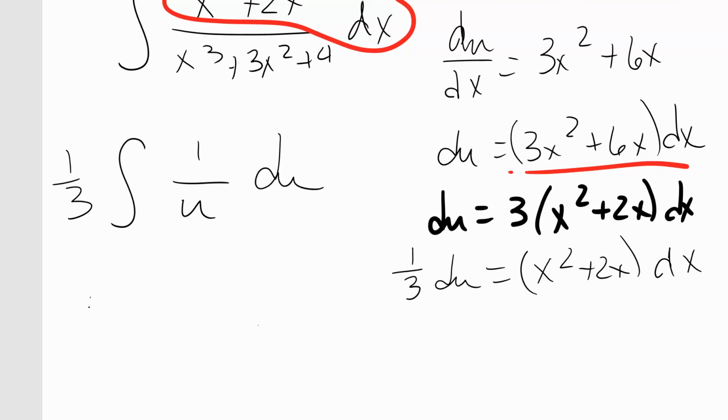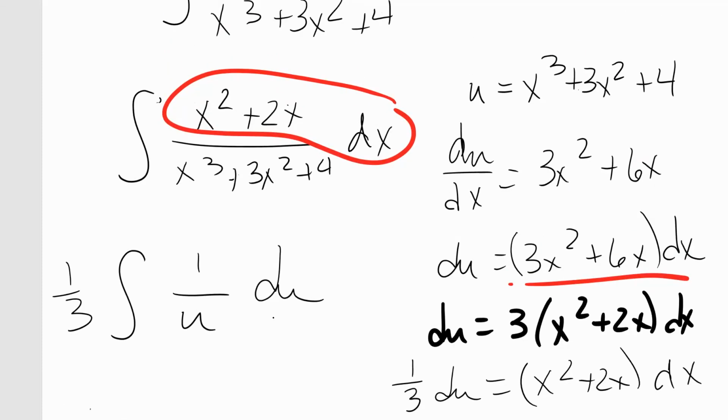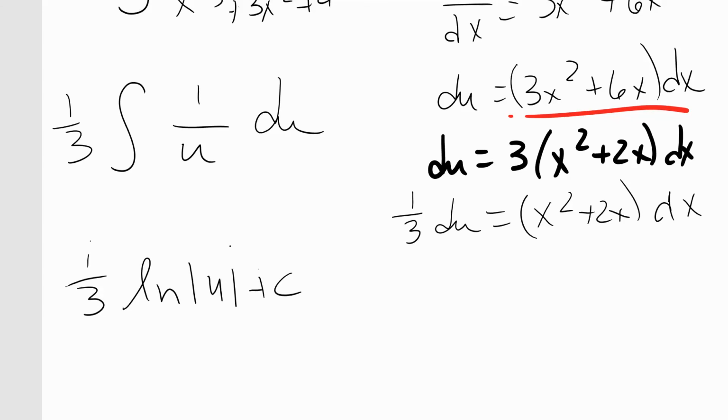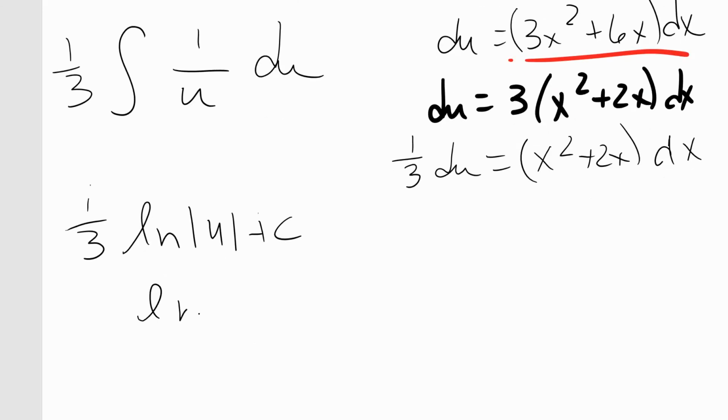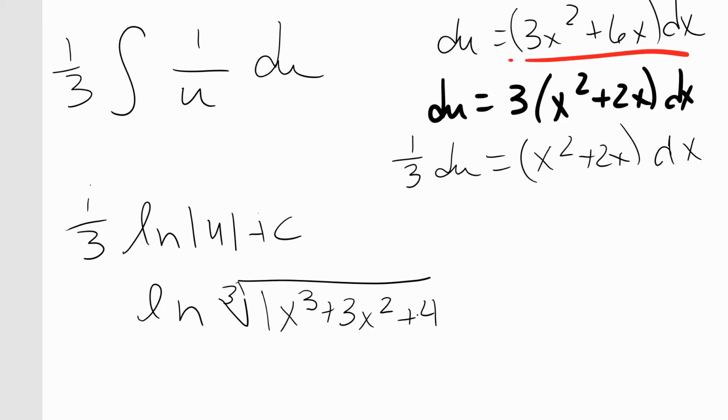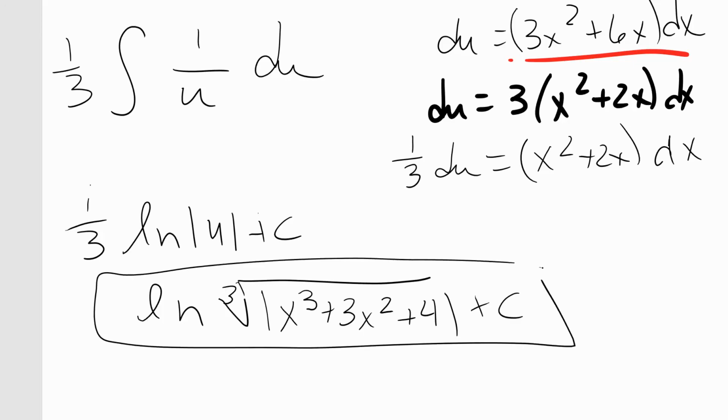So now I can integrate it. I get 1/3 the natural log of the absolute value of u plus c. So remember, u is the denominator, that old denominator, x cubed plus 3x squared plus 4. So I'm going to get the natural log of the cube root, because it's 1/3 out front, means it's going to be 1/3 as an exponent, which means the cube root, of the absolute value of u. So as I just showed you, u is x cubed plus 3x squared plus 4. The absolute value of that, plus c. And that's what we're looking at.